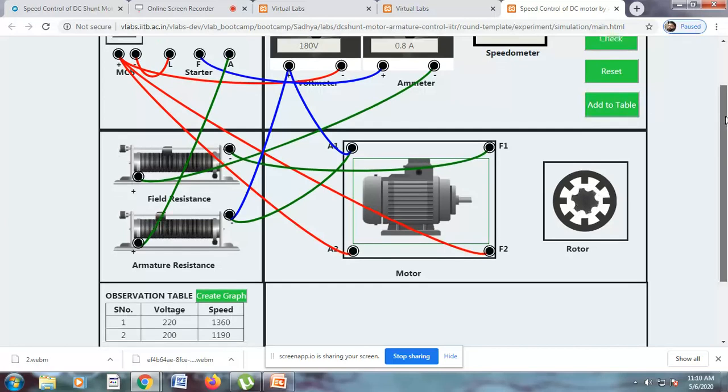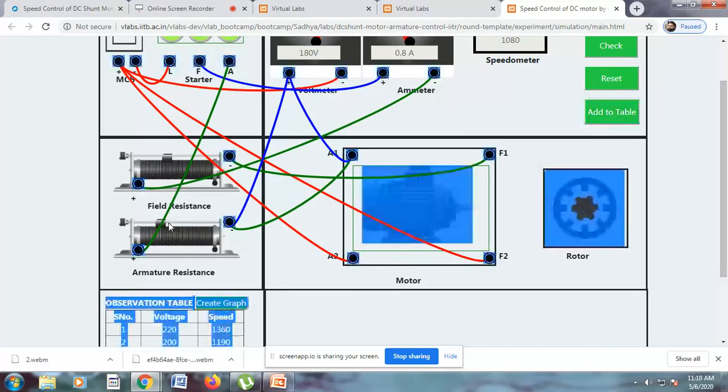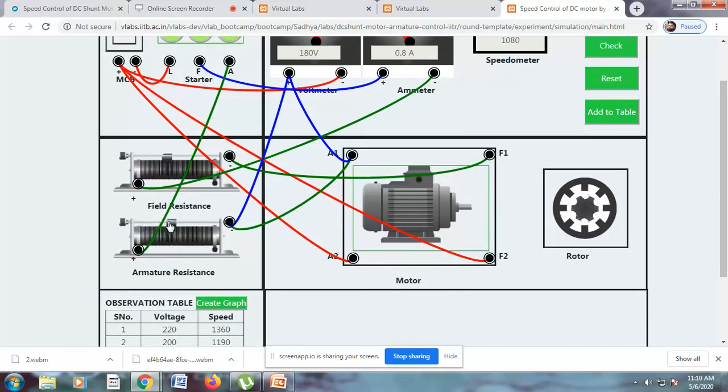180 volt, speed is 1080. Now the voltage is 160 and speed is 950 rpm. Now voltage is 140 and speed is 825 rpm. Now 120 volt and speed is 690 rpm. Okay.